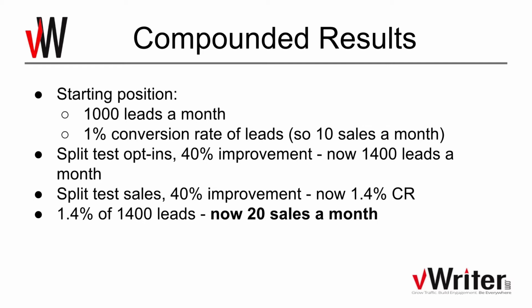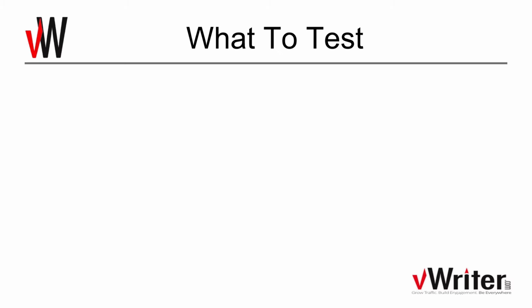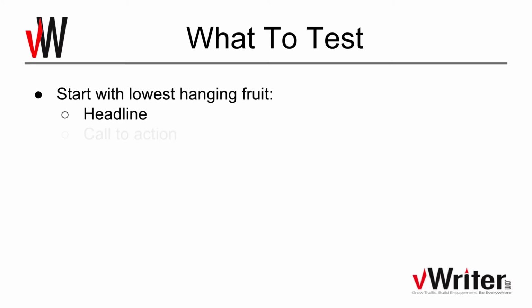So let's have a look at what to actually test. It's best to always start with the lowest hanging fruit, so stuff that can make the biggest changes for you, can lead to the biggest improvements for you. Look at the headline, first of all. If you've got, say, a sales page or even an opt-in page with a headline, often with changes to the headline, you'll see dramatic differences between one headline and another. And even the sub-headline, the pre-headline, any text you've got around the headline and so on.